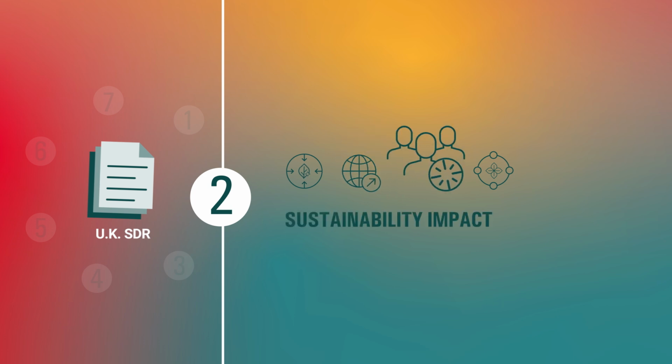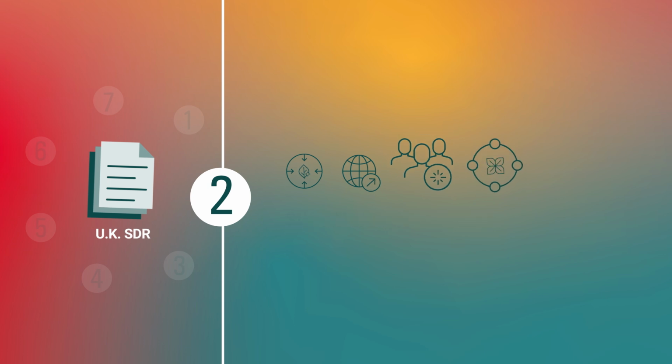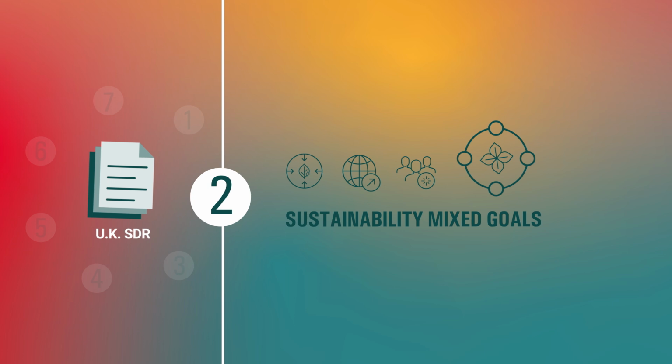Sustainability impact products seek to achieve a predefined, measurable environmental or social impact. And lastly, sustainability mixed goals products invest in assets that meet or have the potential to meet a robust evidence-based standard for sustainability and with an aim to achieve a positive impact.